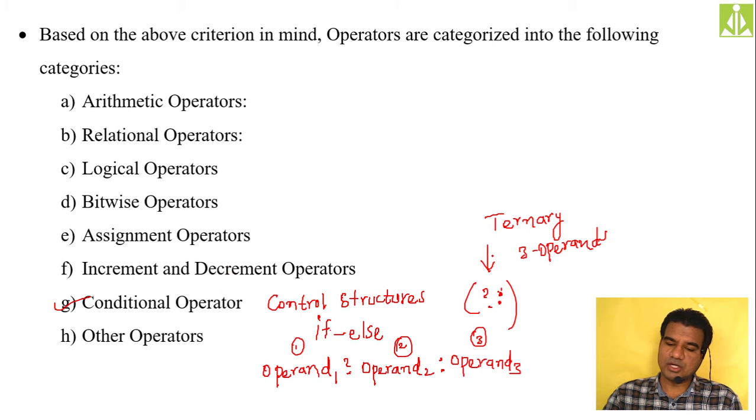The syntactical token or the symbol for this ternary operator is a question mark followed by a colon. So how to use this conditional operator in our program: first you put operand 1, then the question mark, then operand 2, then colon, then finally operand 3. In this way we have to use the conditional operator. How it will be processed by the compiler, when we discuss these control structures there, we will have clarity on how this conditional operator is processed.